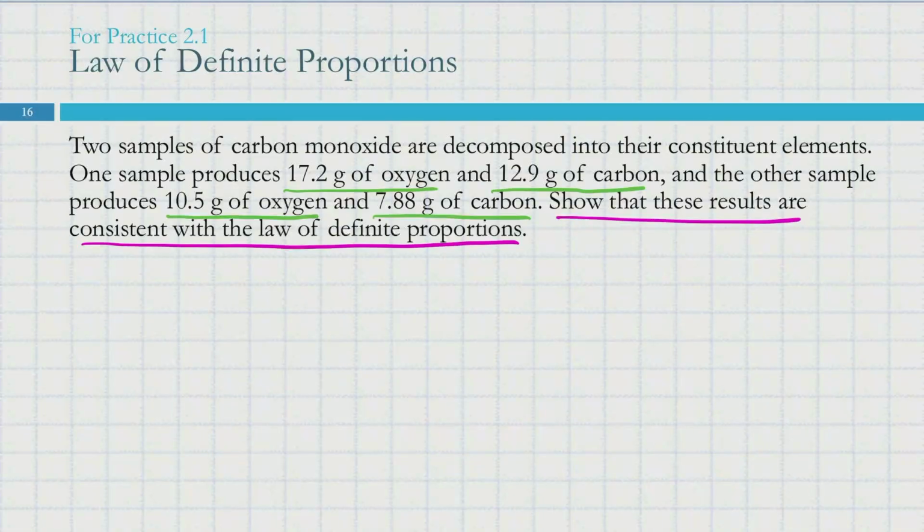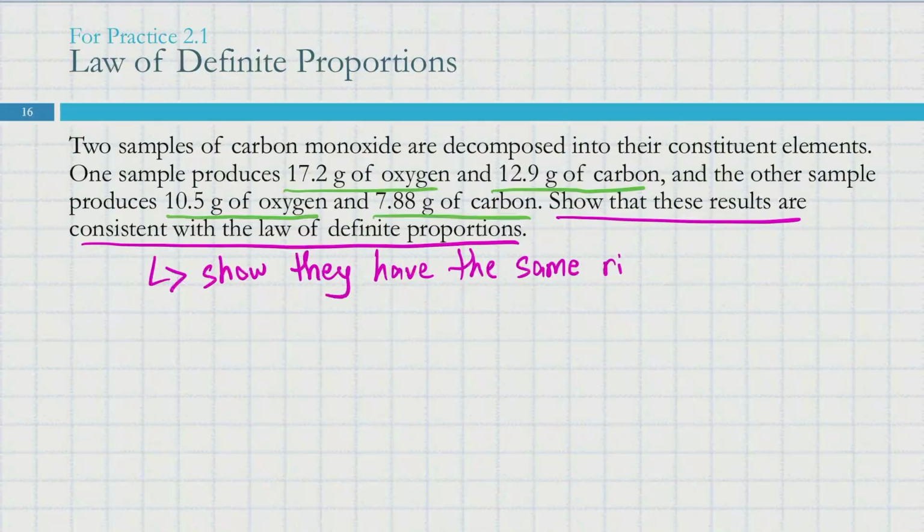What would we expect to see if these results are consistent with the law of definite proportions? How would we show that? The same ratios. Yeah, exactly. Show they have the same ratio. It doesn't matter which one you divide by which, but it's nice to divide the bigger one by the smaller number because then we get a number above 1.